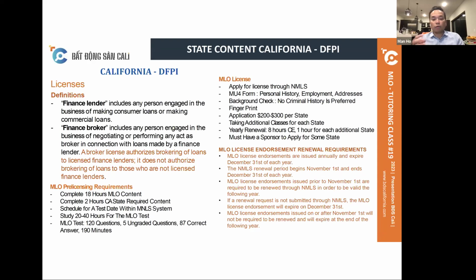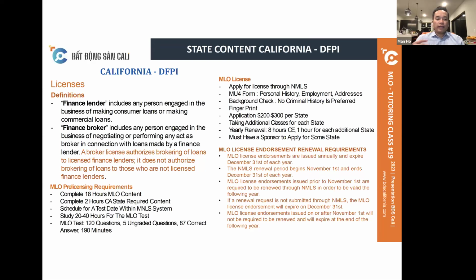So finance brokers are the little guys running around for the broker to find buyers, who become borrowers, and then get a mortgage product from the lender. A broker license authorizes brokering of loans to licensed finance lenders. It does not authorize brokering of loans to those who are not licensed finance lenders. So meaning that an MLO is authorized to broker, meaning selling these mortgage products for the finance lenders.